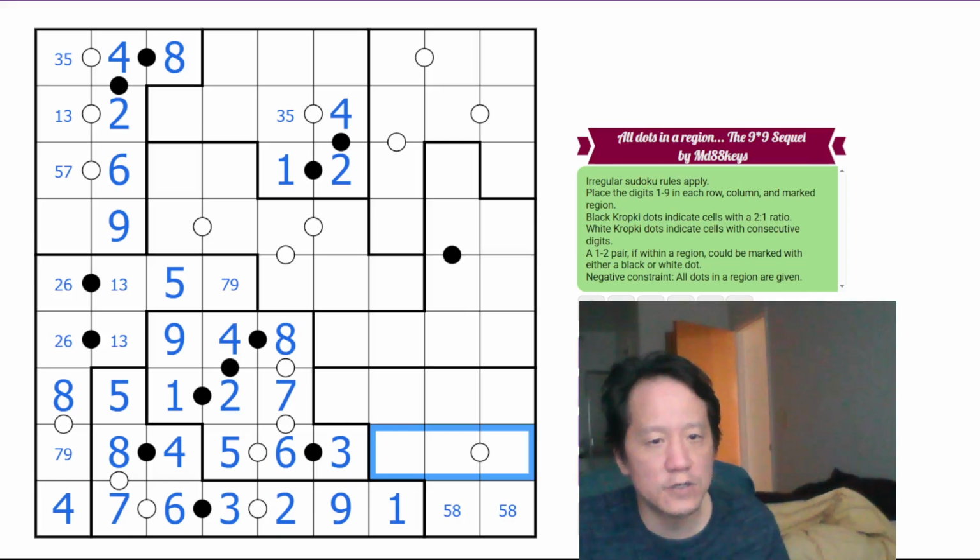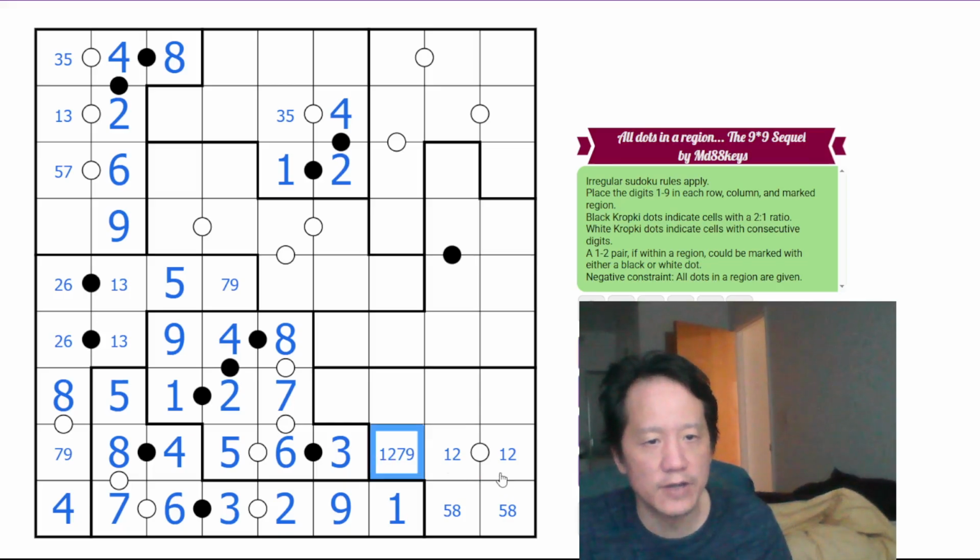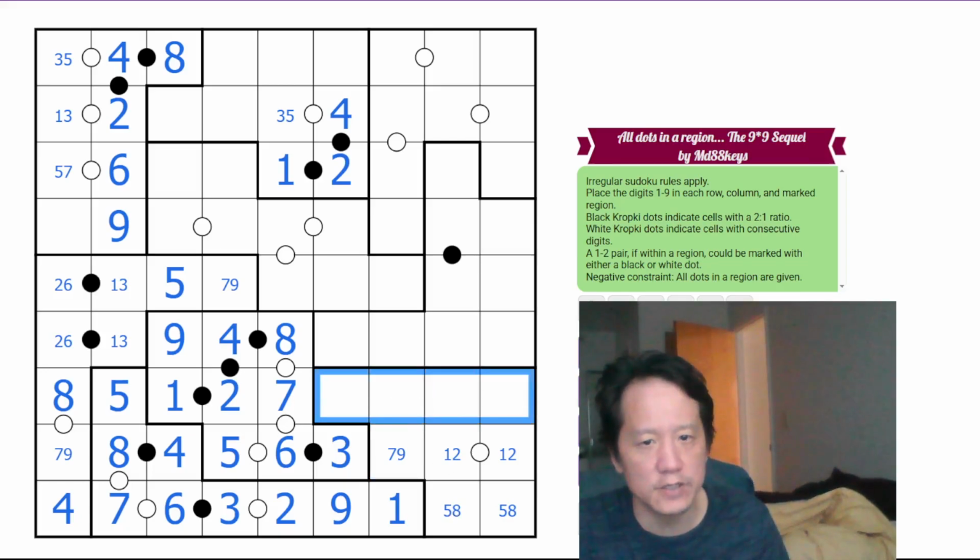These digits are remaining 1, 2, 7, and 9. 7 and 9 are not consecutive with any of the other digits, therefore this must be a 1, 2 pair. That eliminates 1 and 2 in the rest of the row. This can't be 1 or 2. This is 7 or 9. The remaining digits here have to be 3, 4, 6, and 9, which eliminates 3, 4, 6, and 9 in the rest of the region.